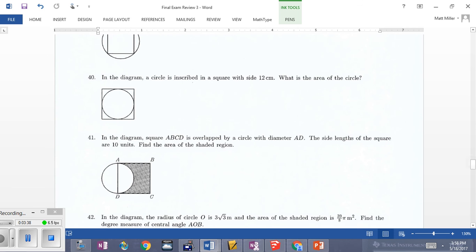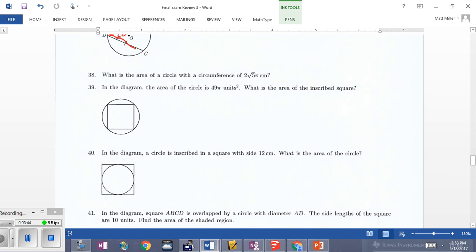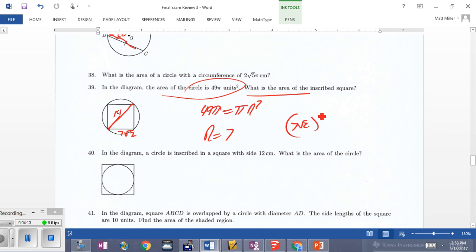These are some figures the likes of what you've seen here. Take a look at one of these maybe. In the diagram, the area of the circle is 49 pi. 49 pi is the area of the circle, which of course is pi r squared, which says that r is equal to 7. And it says, what is the area of the square? Well, if the radius is 7, then the diameter is 14, and the side of the square is 7√2, and the area of the square is 7√2 squared, so that's 49 times 2 is 98.